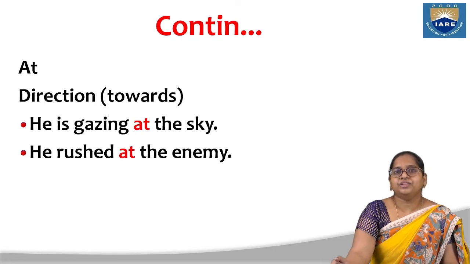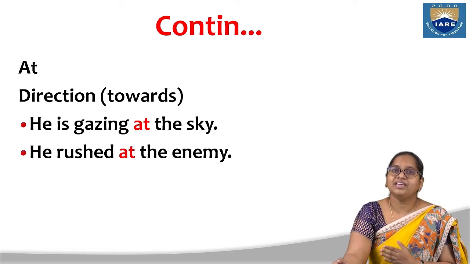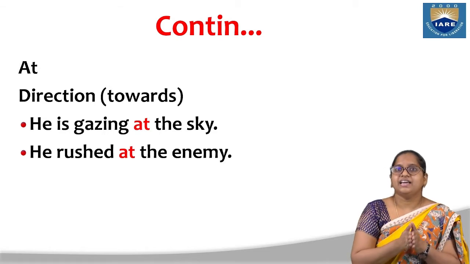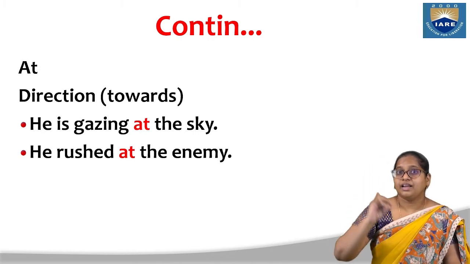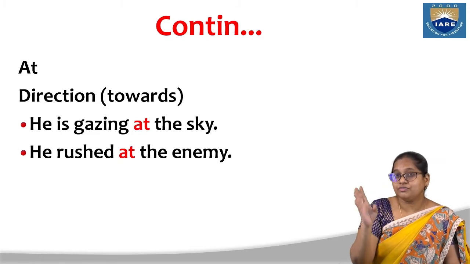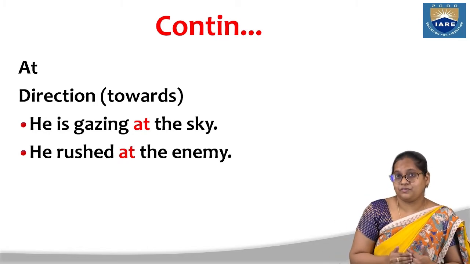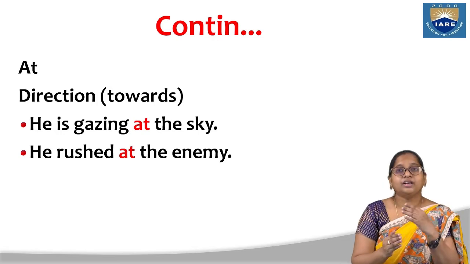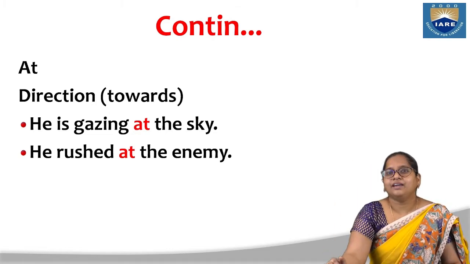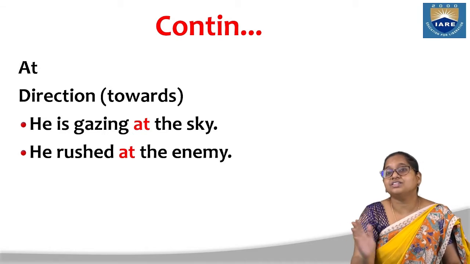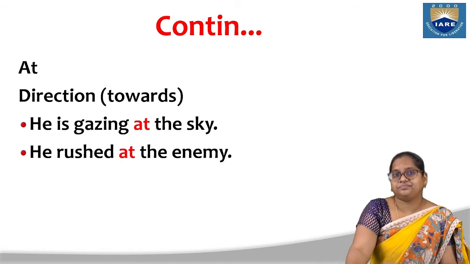Now, continuing with "at", what is another sense? You use "at" when you are talking about direction, that means towards a direction. "He's gazing at the sky." So, one sense is point of place, place of learning, place of work, place of worship. And in another sense, "at" can be used when you are referring to some direction. "I'm looking at the sky." "He's gazing at the sky." Another example is "he rushed at the enemy", towards the enemy. That is the sense. This is talking about a pointed direction.